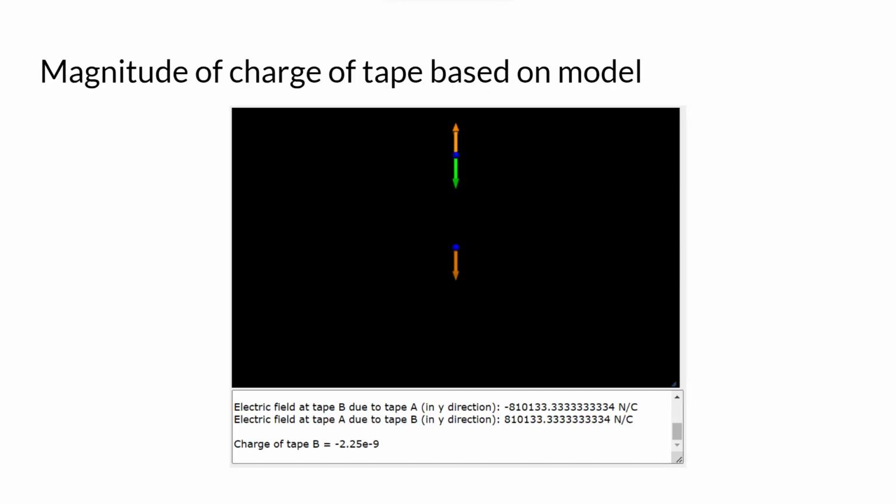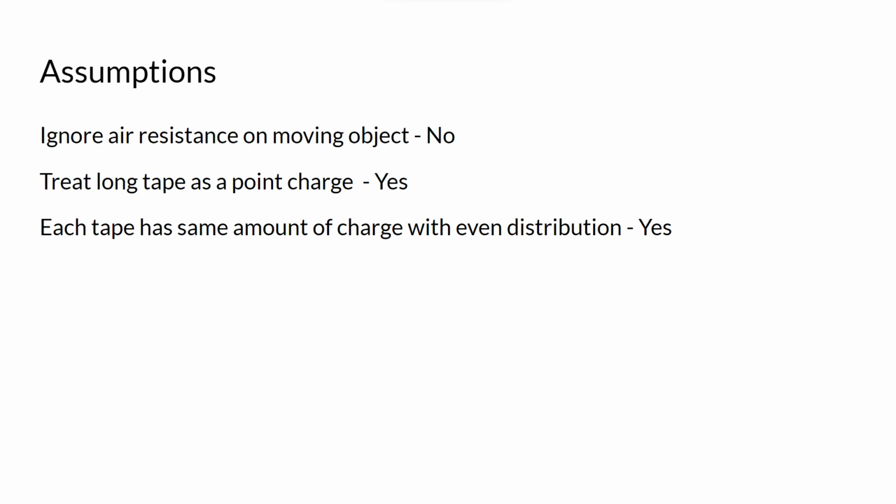Here are the results of the computational model, which coincide with the calculations performed by hand, and the magnitude of the charge of the tape based on the computational model is also 2.25 times 10 to the negative 9 coulombs. There is no reason in ignoring air resistance in a moving object for this lab because tape B is in static equilibrium, so therefore it is irrelevant, and we are treating the long tape as a point charge because this is the assumption we need to make in order to calculate the force between the two charges and in order to find the electric field on B by A.